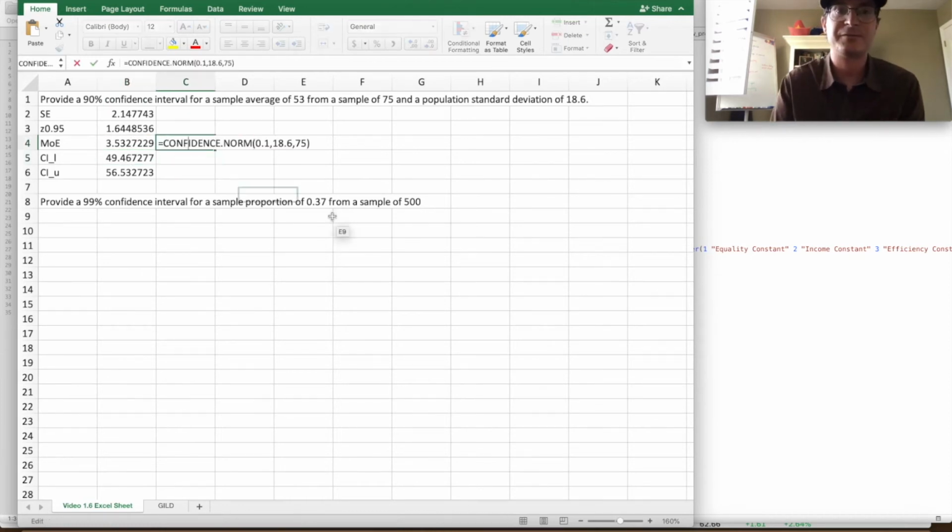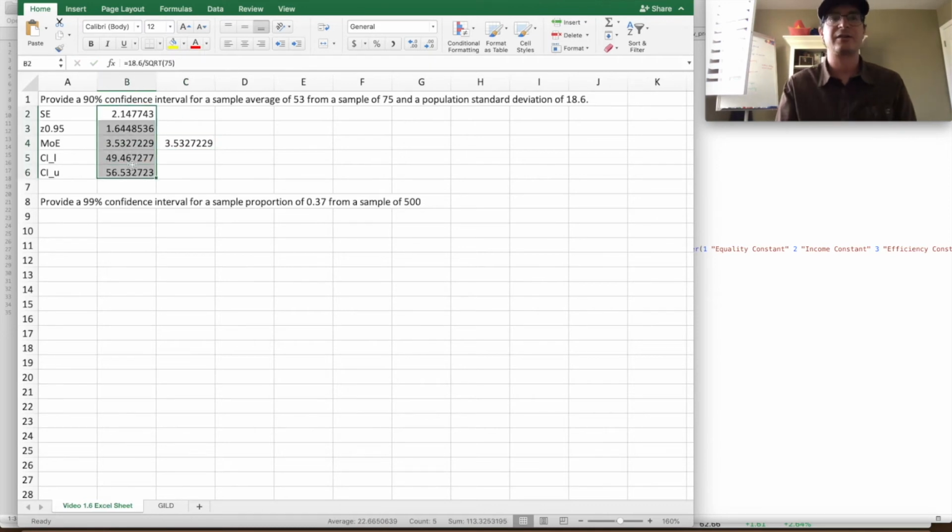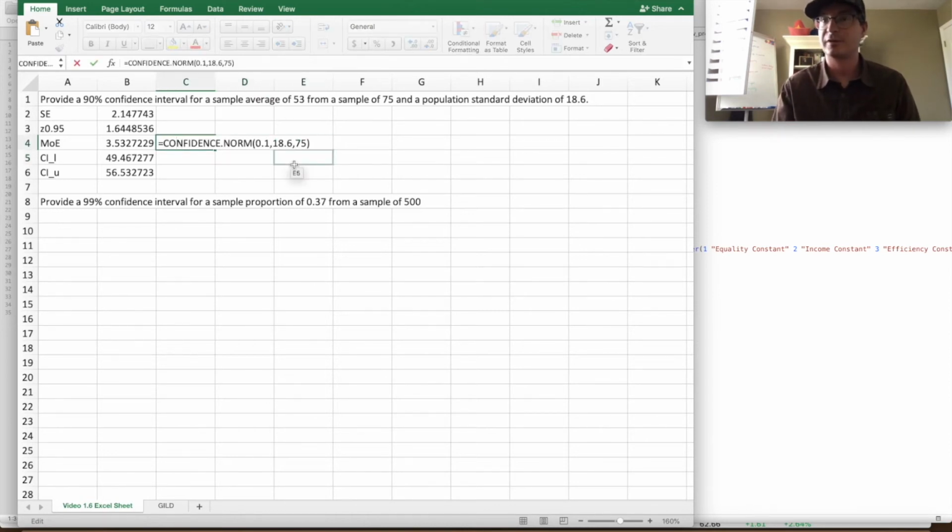So that's a nifty tool. Excel can just directly do confidence intervals because they're so common. People do them all the time. And so you should practice doing it this way. Sometimes your homework problems will ask you for those intermediary values. But you can just jump right in using the confidence formula in Excel.